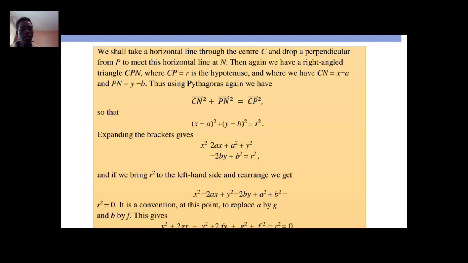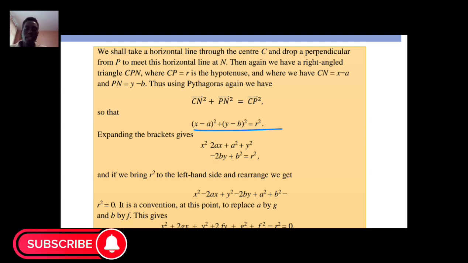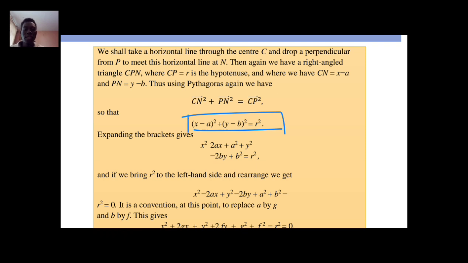Formula for the equation of a circle when the center of the circle is not at the origin. So this is the equation. So don't forget, this is the important formula that you have to know. X minus A square plus Y minus B square is equal to R square.